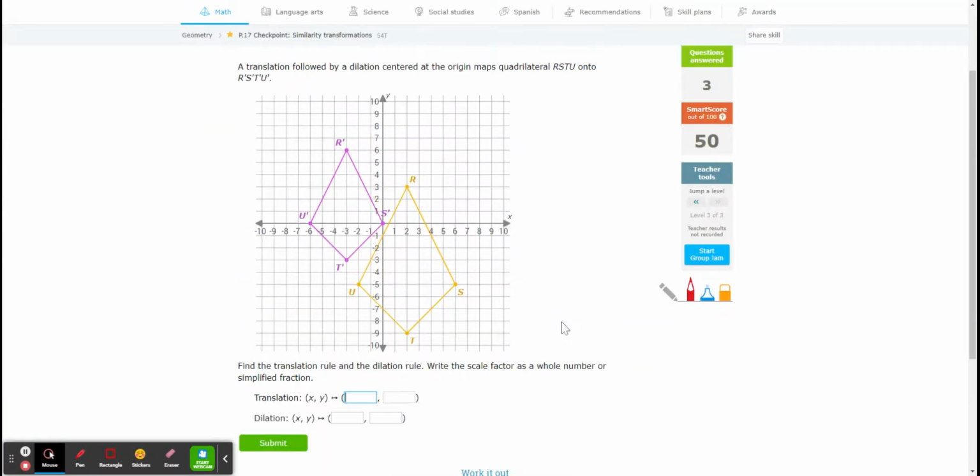All right. Another one here. A translation followed by a dilation centered at the origin maps the quadrilateral onto the new one. Find the translation rule and the dilation rule. All right, so the translation rule, we are starting at R, which is 2, 3.